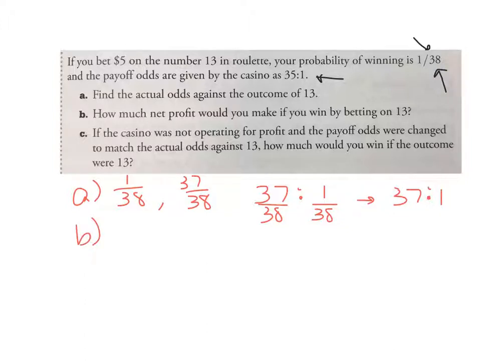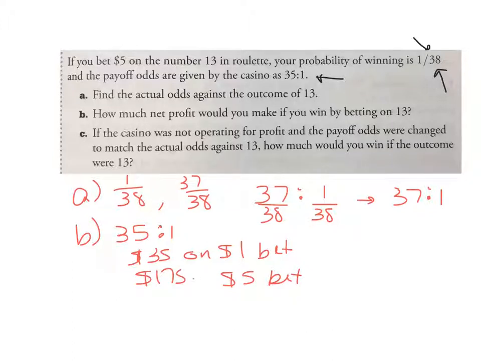Part B, how much net profit would you make if you win on 13? Well, it's 35 to 1, which means you would make $35 on a $1 bet. The more you bet, the better off you're going to be. If you bet $5, you would do 35 times 5, which would be 175. You'd win $175 if you bet $5 on 13, if you won. And the odds of you winning are 37 to 1, which is not that great.